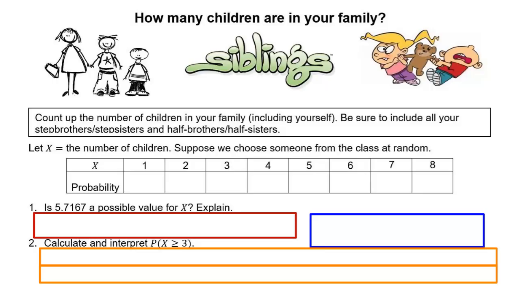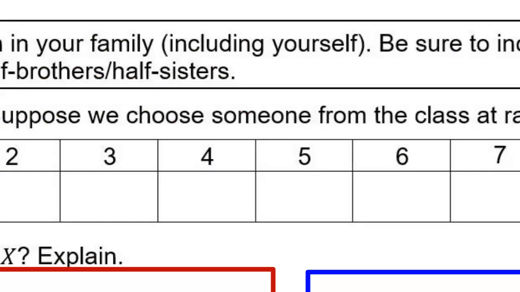So I'm going to start over here. How many children, including yourself? 5. Don't make the tally marks on your page because we're going to write down probabilities here.